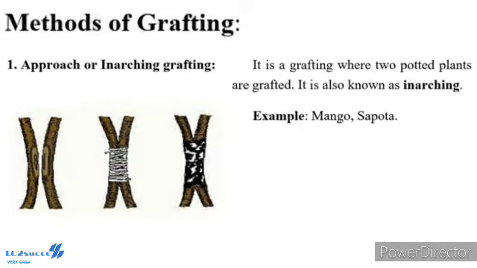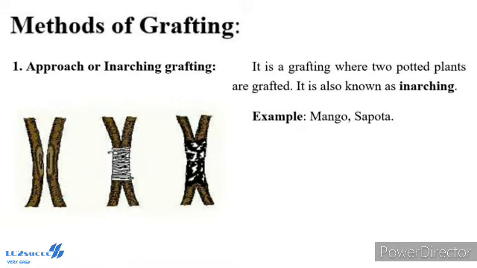So the next one, methods of grafting. Different types of methods are there. Number one, approach or enarching grafting. It is a grafting where two potted plants are grafted. It is also known as enarching. Example, mango and sapota. In this method, both the stalk and scions are rooted.